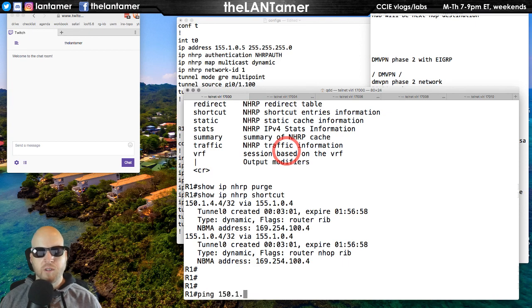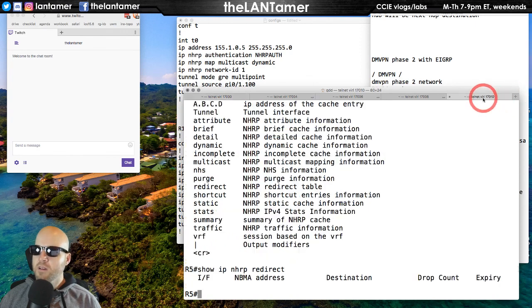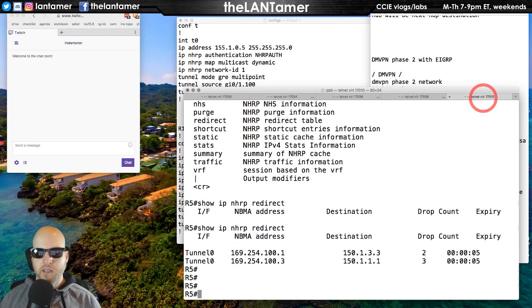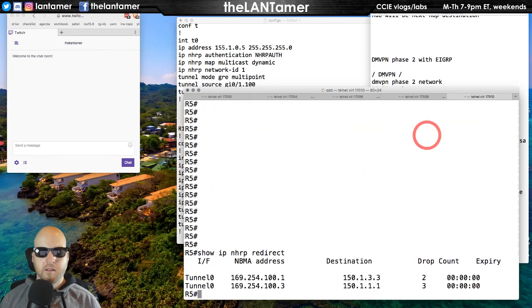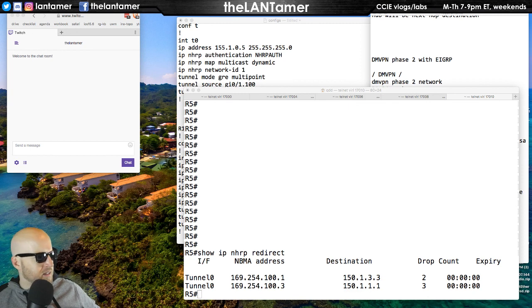Ping 150.1.3.3 source L0. Yeah, now we have a redirect. So 1 going to 3 and 3 going to 1. Cool stuff.